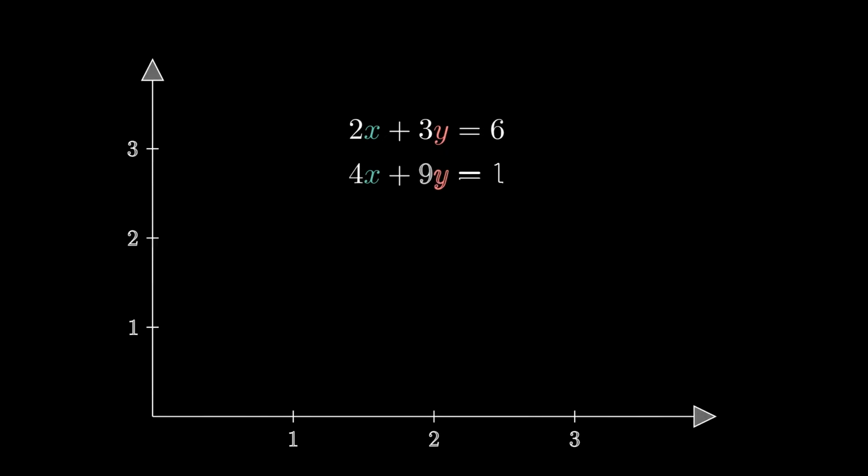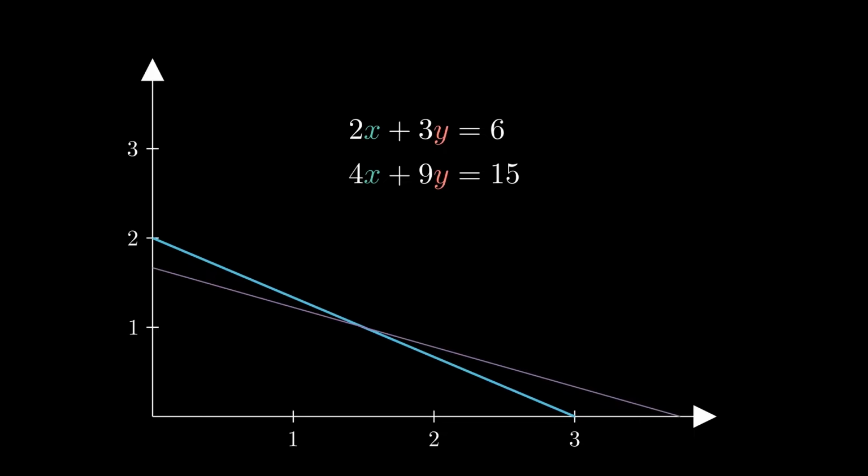Now, if you take a look at this example right here, we've got two lines, 2x plus 3y equals 6, and 4x plus 9y equals 15. The solution to these functions is simply where these two are at the exact same place, where their inputs match their outputs, or where their x's match their y's. So if we draw these two lines, you'll see exactly where they meet. That's the solution to the system of these equations.